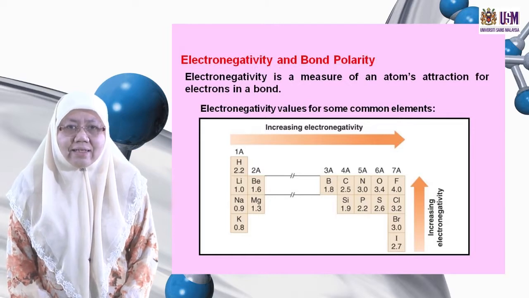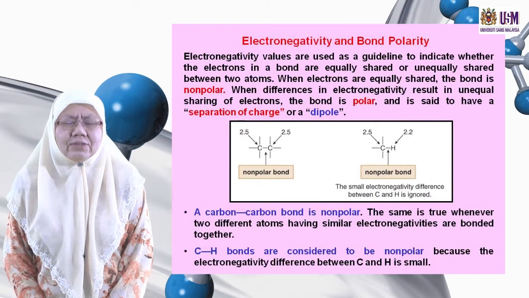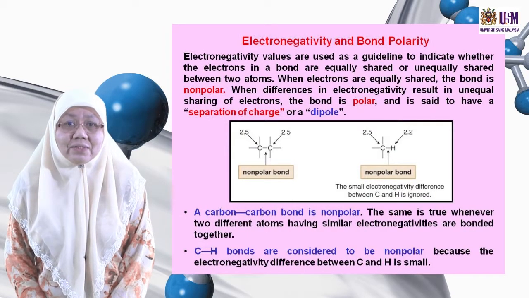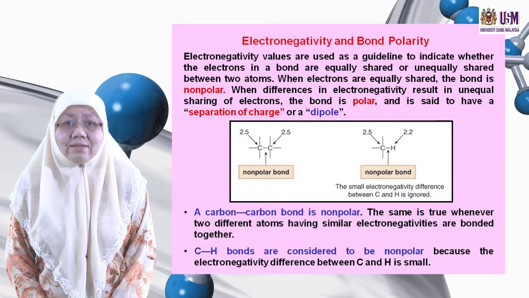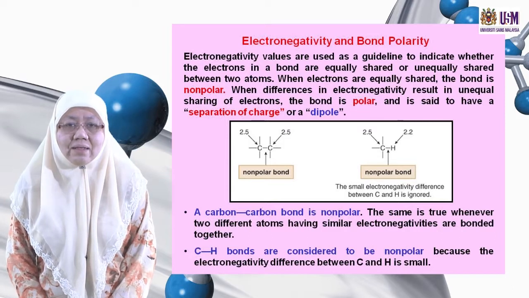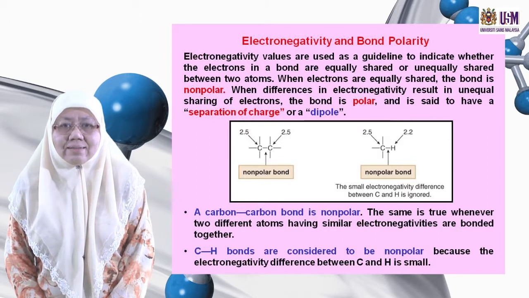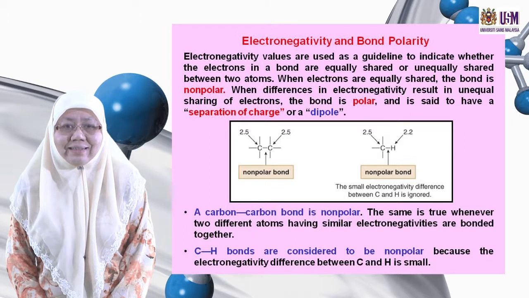Actually, what is electronegativity? It is a measure of an atom's attraction for electrons in the bond. Electronegativity values are used as a guideline to indicate whether the electrons in a bond are equally shared or unequally shared between two atoms. When electrons are equally shared, the bond is nonpolar. When differences in electronegativity result in unequal sharing of electrons, the bond is said to be polar and is also known to have a separation of charge or a dipole.